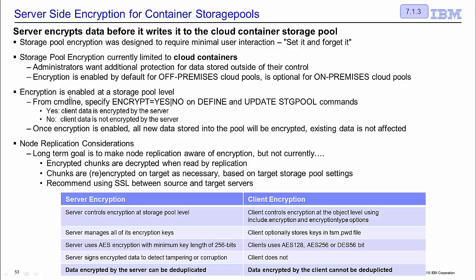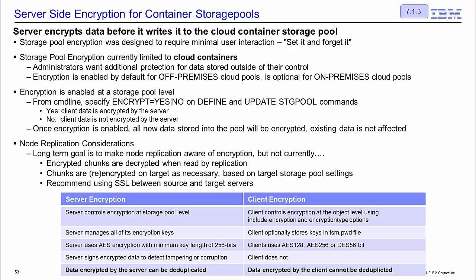In order to enable encryption, you do need to say encrypt equals yes or no when you're doing your define or update storage pools. And then once encryption is enabled, all new data that we write out to that container will be encrypted. We do not go back and re-encrypt data that's already in that pool. If you're utilizing node replication between two servers, currently those servers don't understand each other's encryption keys, so the data will be unencrypted before it is sent across to the second server.